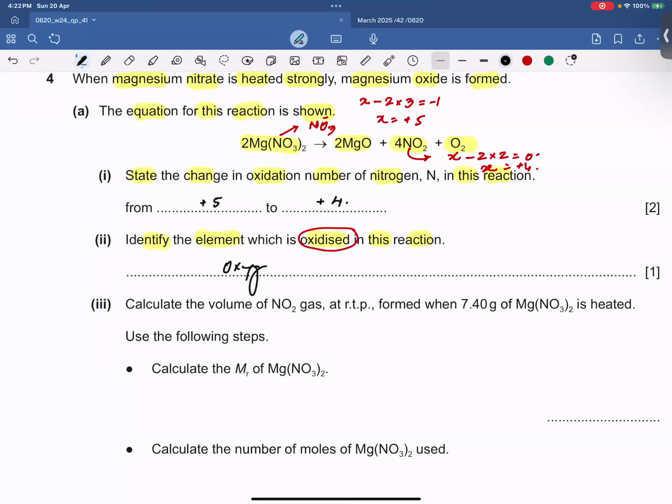I repeat one more time. The oxidation state of nitrogen decreases from +5 to +4, whereas oxidation state of oxygen increases from -2 to 0, which means oxygen is oxidized in this.